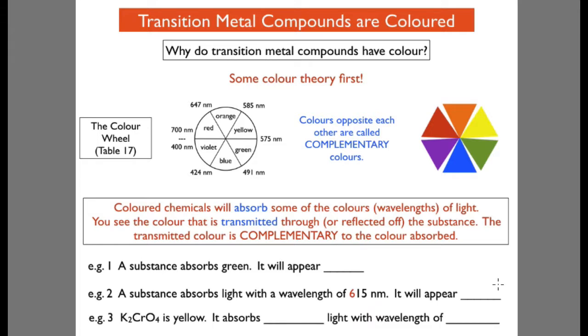Let's have a look. Potassium chromate is yellow. So if it's yellow, it is absorbing violet light with a wavelength of between 400 and 424.